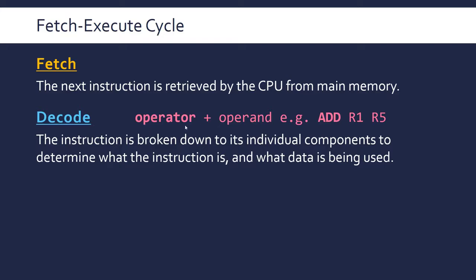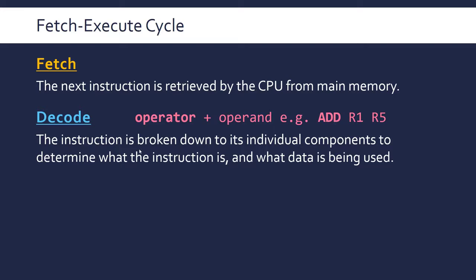The operator is telling you what it's doing, like add in this example. Actually, the addition here is an operator, and operand is another word for data. And so we have two operands here. These are two registers. So this instruction in assembly code is saying we want to add the contents of R5, register 5, to the contents of register 1. And so in this stage, it works out what the instruction is.